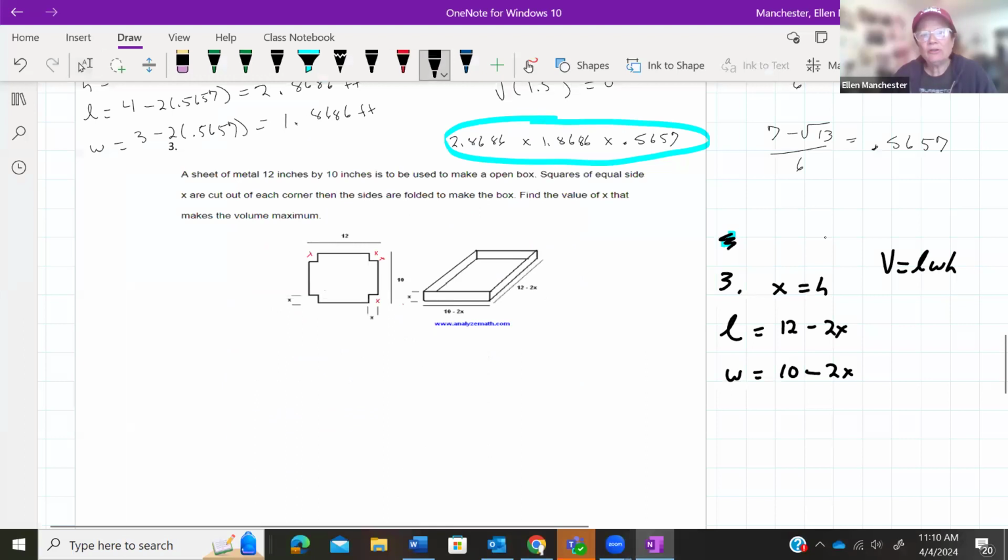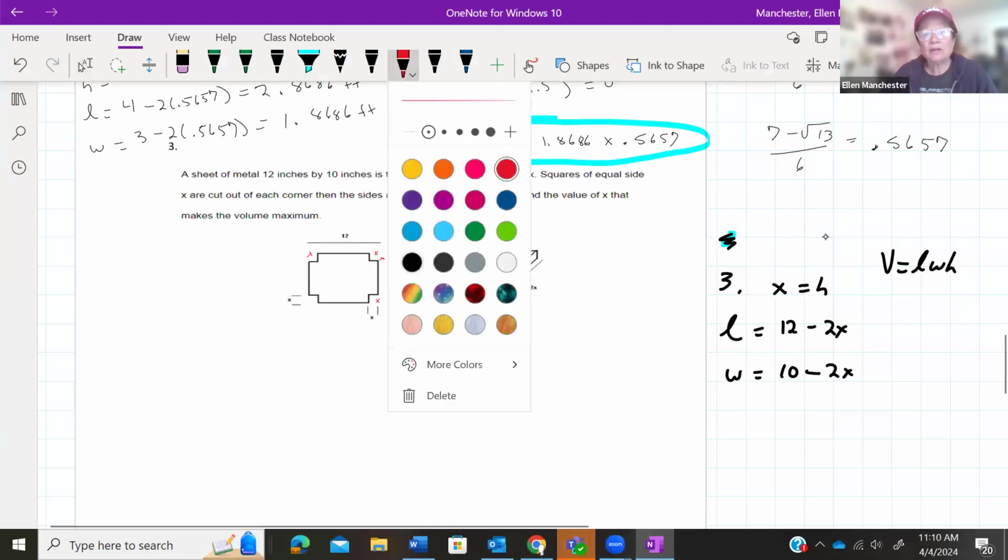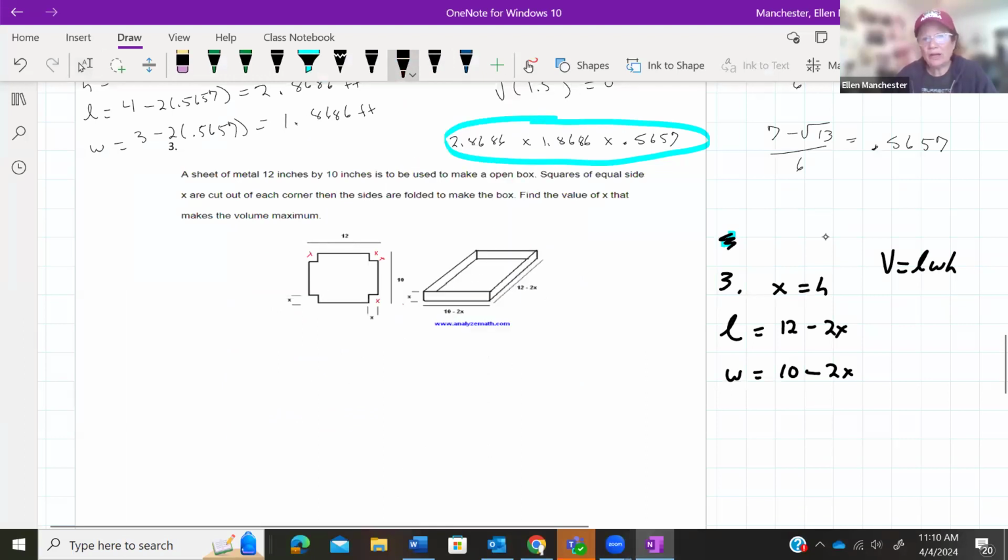So now all we have to do is find our constraint, right? The constraint is the shortest side. I realize X is the shortest side, but between the length and the width, that's going to be our constraint. That's what's going to hold us back.